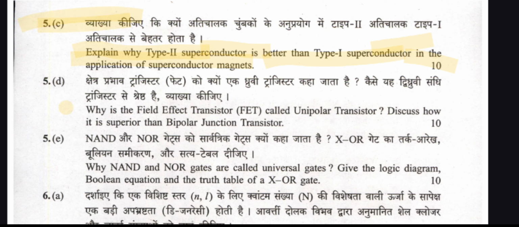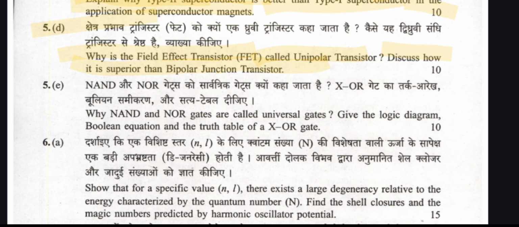And question number D is, why is the field effect transistor called a unipolar transistor? Discuss how it is superior to the bipolar junction transistor. This is also very easy. And question number E is here. Why are NAND or NOR gates called universal gates? Give the logic diagram, Boolean equation and the truth table of the XOR gate. This is also very easy.